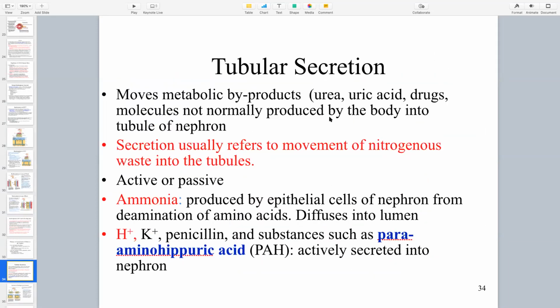Secretion usually refers to movement of nitrogenous waste from the bloodstream into the tubules. It can be done actively or passively. Ammonia, produced by epithelial cells in the nephron from deamination of amino acids, diffuses from those cells that make up your nephron into the lumen. That way we get rid of the ammonia. Hydrogen, potassium, penicillin, and PAH are also secreted into the nephron.